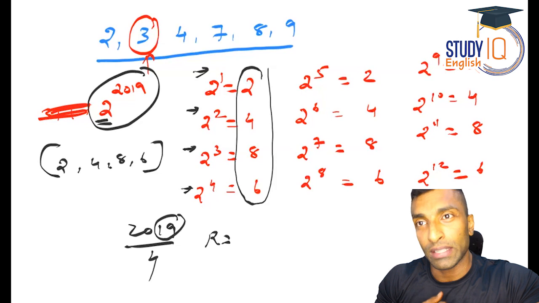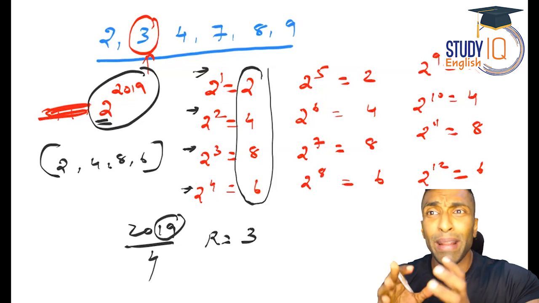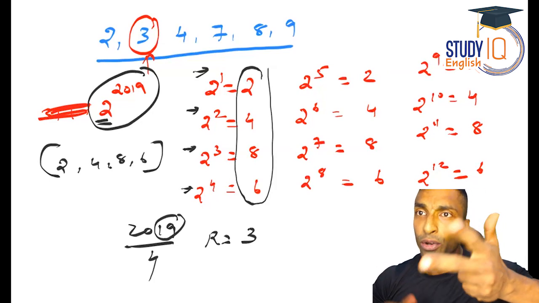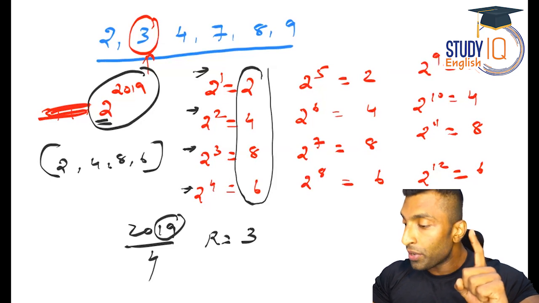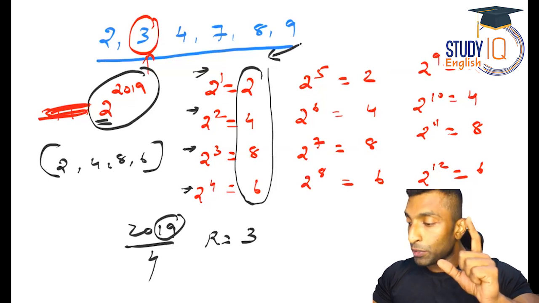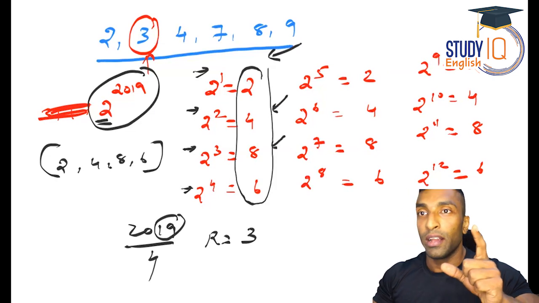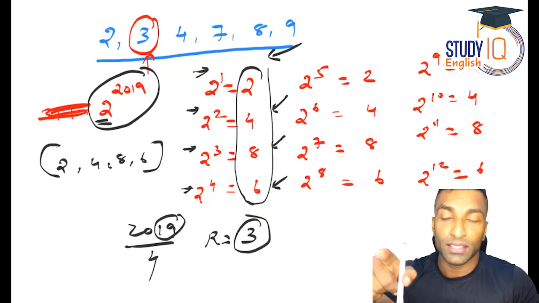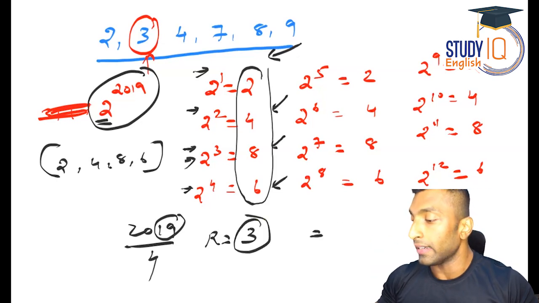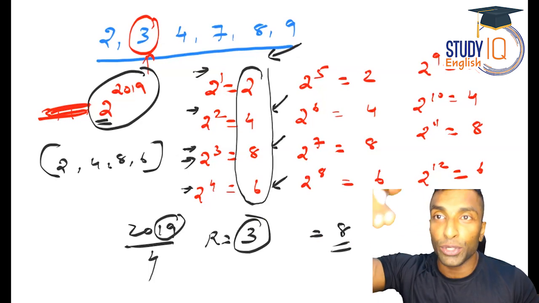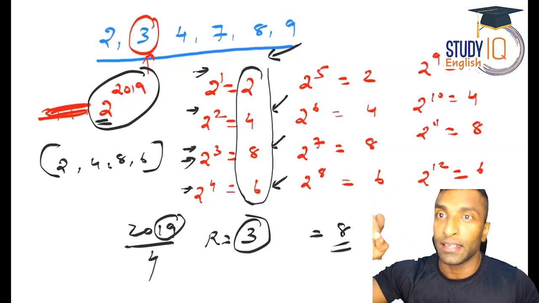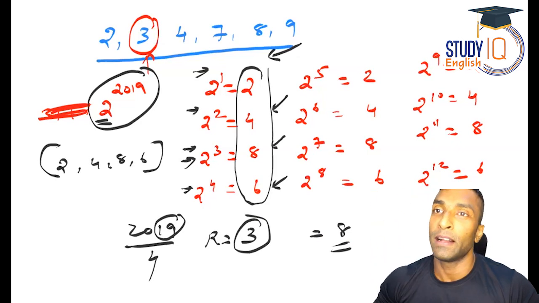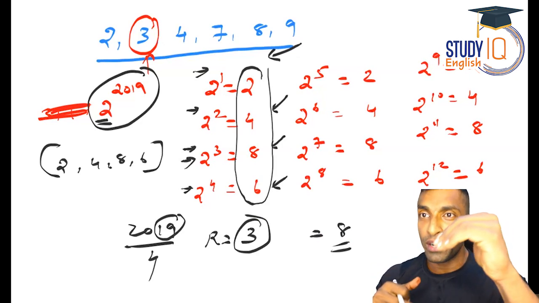So 19 by 4, what is the answer? 3. Now the remainder is 3. What does this mean? What are your possible remainders? Either 1, 2, 3, or 0. If it is 1, it will come here, first position. If it is 2, second position. If it is 3, third position. If it is 0, fourth position. Now the remainder is 3. What is going to be your answer? The third one, that is going to be 8. What is the answer for 2 raised to 2019? Last digit, 8. What if 2 raised to 2019 is divided by 10, the remainder? 8, the same. So what I did is I just took the power and divided by 4.